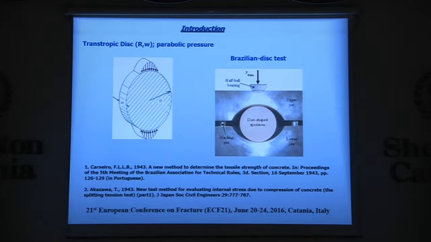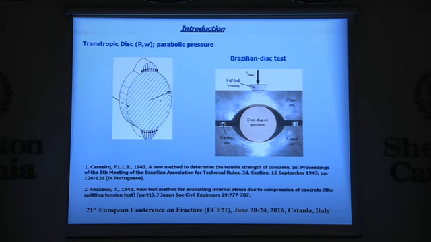Of course, this configuration makes us consider the well-known Brazilian disk test, the experimental setup of which we see in this picture, according to the International Society for Rock Mechanics standard. Of course, in the present problem we would have perhaps a flat loading platen. For those who are not familiar with this test, the Brazilian disk test is the most popular alternative to the direct tension test for the determination of the tensile strength of brittle materials such as rocks.